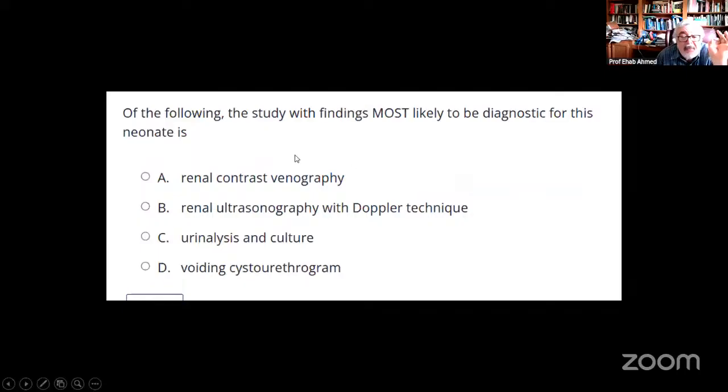miss it, please. Of the following, the study: you are very happy and excited to know the diagnosis, but the question is not about the diagnosis. It is about something else. Of the following, the study with findings most likely to be diagnostic for this infant is to do renal contrast venography, renal ultrasonography with Doppler, urinalysis and urine culture, or VCUG.